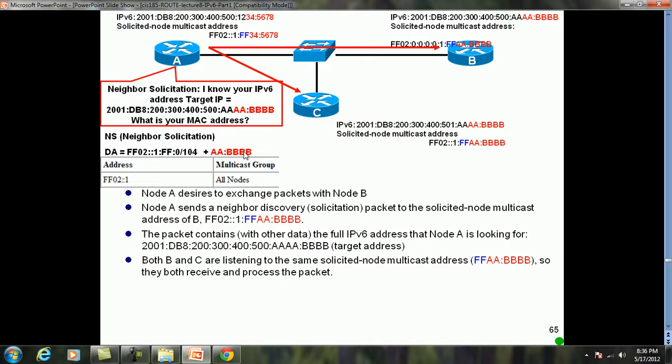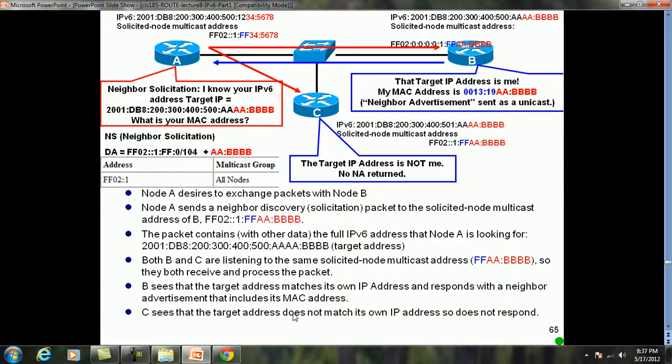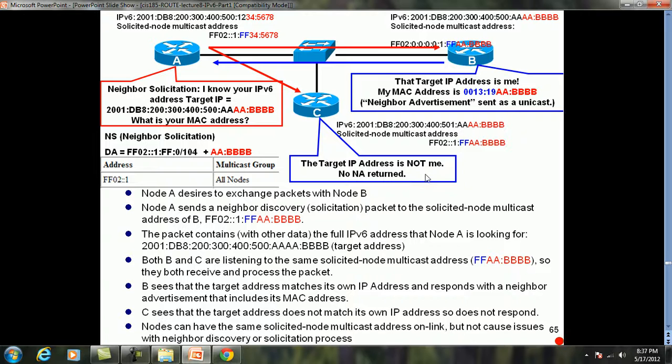So, all nodes: both B and C are receiving the same solicited node multicast address, FFAABBBB. So they both receive and process the packet. The target IP address is me, and my MAC address is this. Neighbor advertisement is sent as unicast. This is a reply, because he is the one who is going to reply to this message, correct? B sees that the target address matches his own IP address and responds with a neighbor advertisement, including his MAC address. The target IP address is not me, so no advertisement is sent, correct? C sees that the target address does not match its own IP address, so it does not respond, correct? Nodes can have the same solicited node multicast address on a link, but it does not cause issues with neighbor discovery.